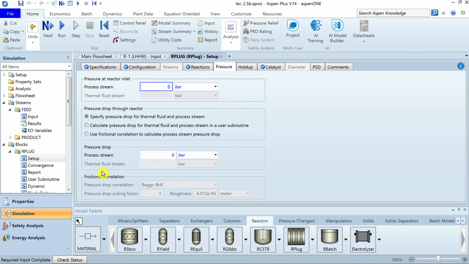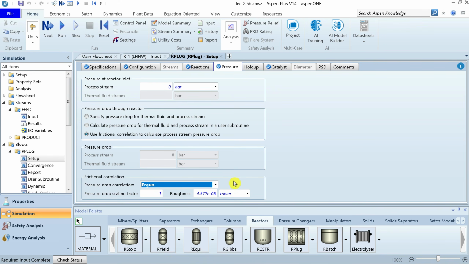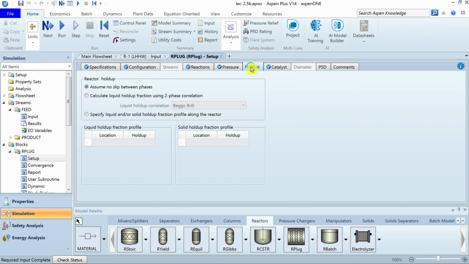The pressure drop correlation can be selected in the pressures tab. By default, you can provide a numerical value for the pressure drop across the reactor length, or you can choose from the available pressure drop correlations. The available pressure drop correlations include Beck-Sprell model, well-known Darcy's law, Ergun equation, HTFS model, and bunch of other pressure drop correlations. For convenience, let's choose Ergun equation. Besides, there is also an option to associate a reactor holdup using a holdup correlation or a fraction profile along the reactor. Let's proceed with the default specification of no slip between the phases.